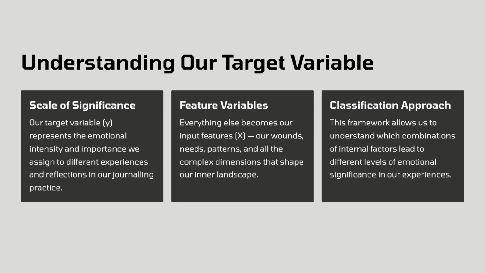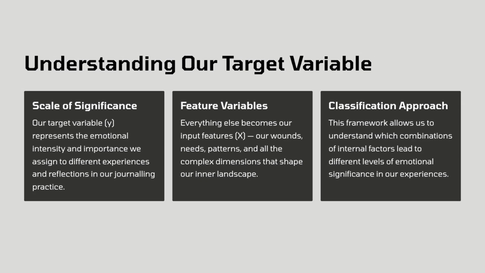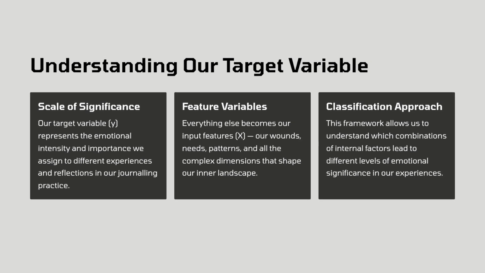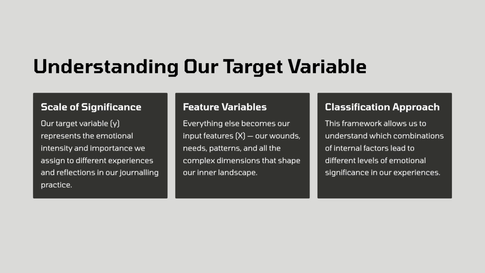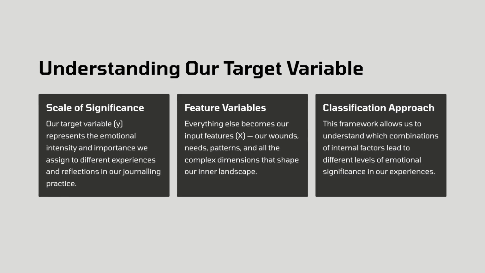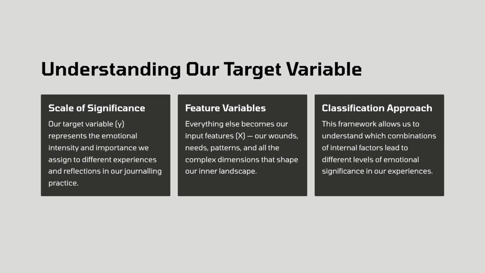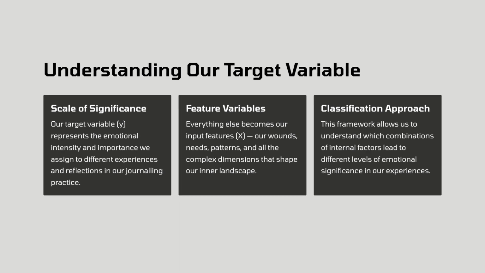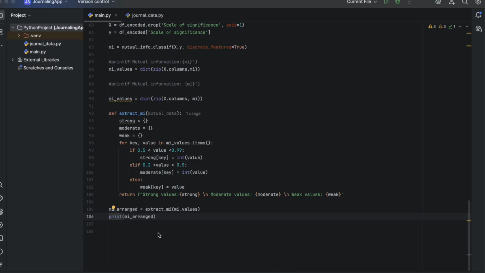We aim to use ML algorithms to highlight what processes and strategies may help us shed beliefs and emotions that no longer serve us. The journaling and shadow work functionality is an exercise of self-discovery. Knowing ourselves reflects a classification rather than a regression model. As we've seen when exploring mutual information, the scale of significance column stands out as Y. X is everything else, our wounds, our needs.